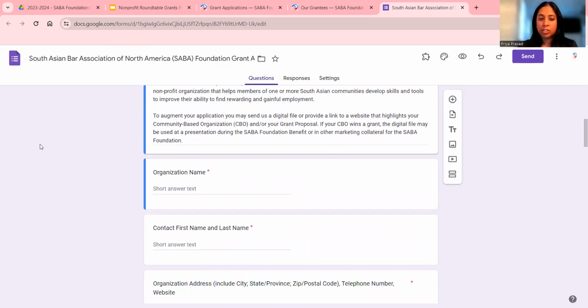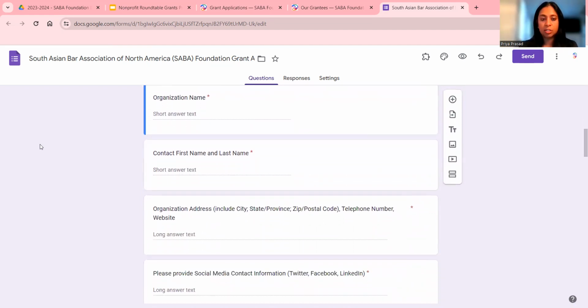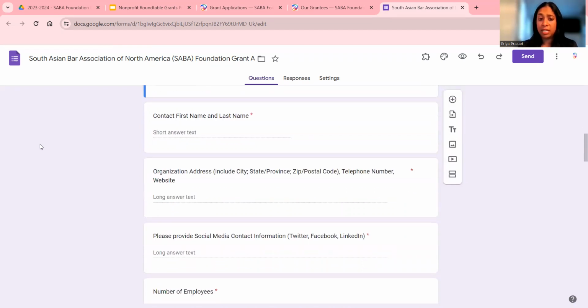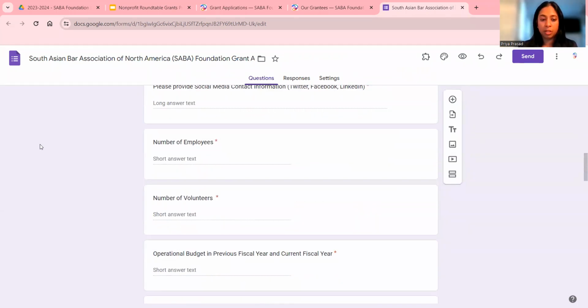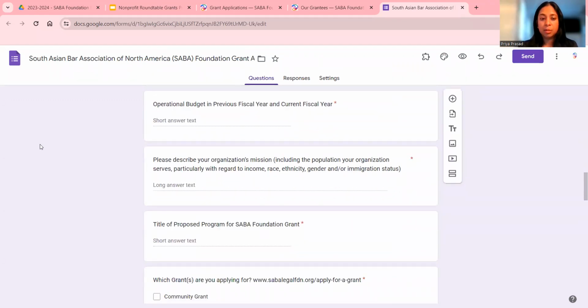The threshold questions are general ones. What's your organization's name? Give us a contact, a first and last name, if we need to ask any follow-up questions or contact you afterwards. Basic information about the organization: social media, number of employees, number of volunteers, budget in the previous fiscal year and current fiscal year. The employee question and also the budget give us a sense of the size and growth of your organization.